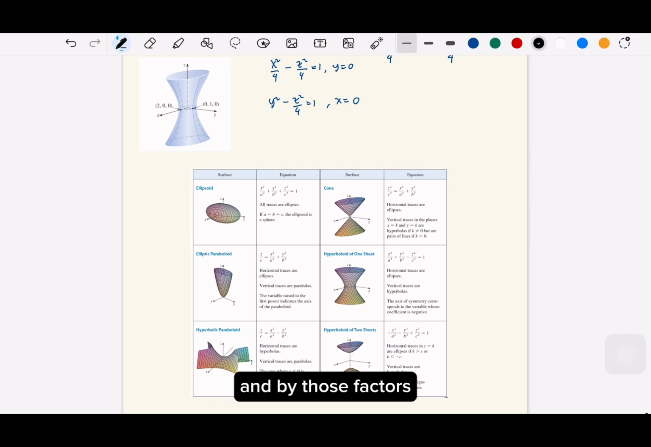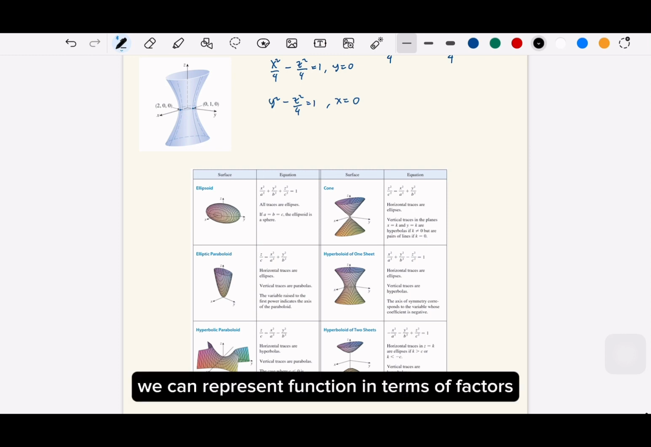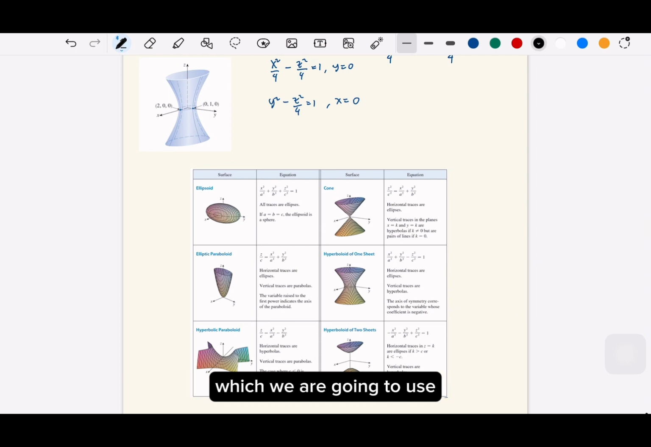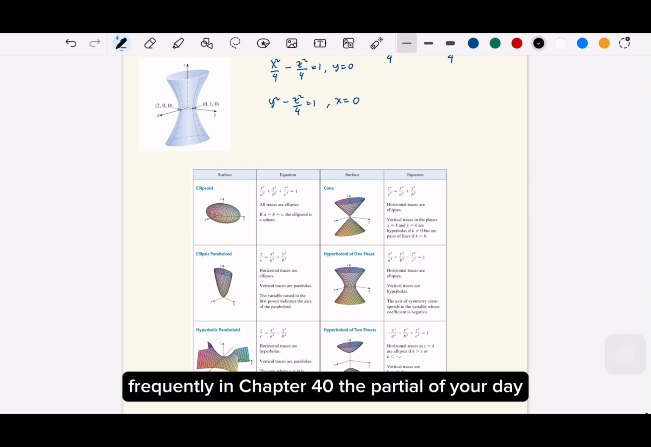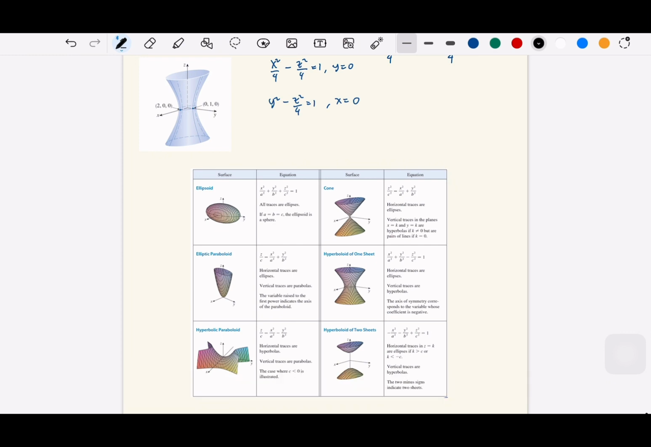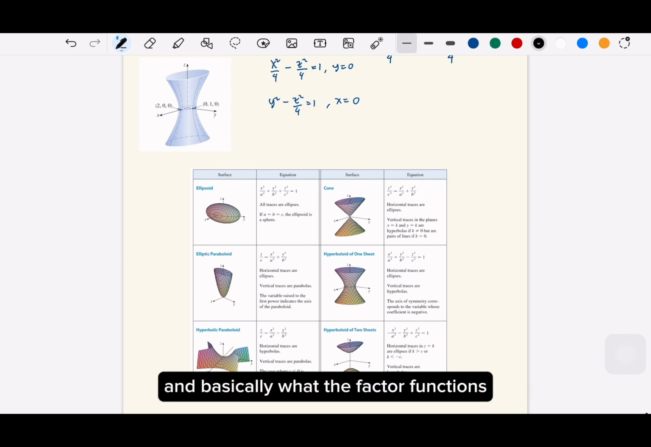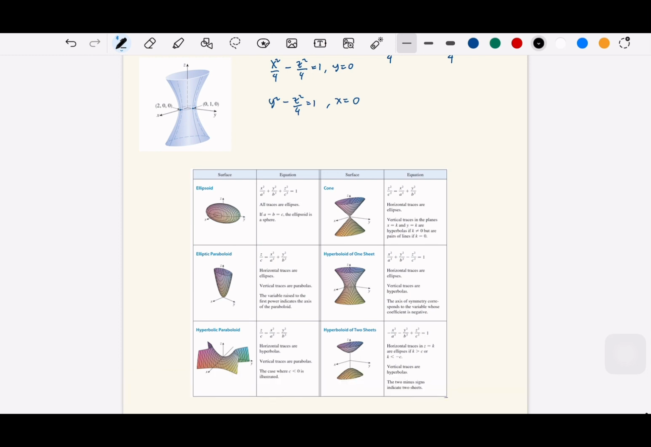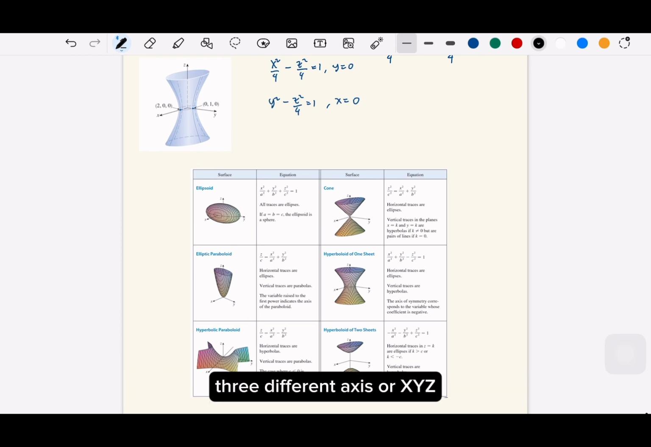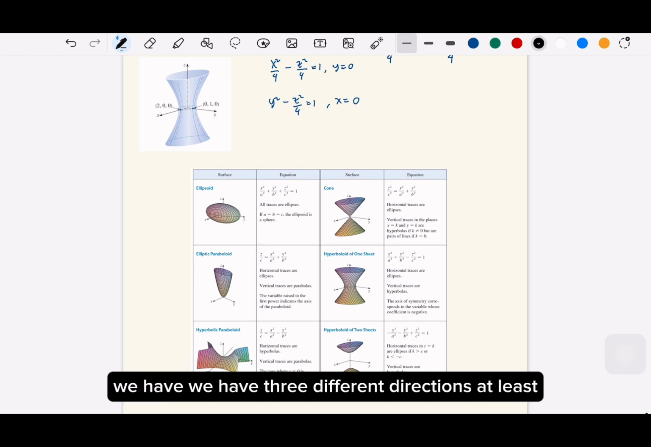And by those vectors, we can represent functions in terms of vectors, which we call the vector functions, which we are going to use frequently in chapter 14, the partial derivative. So I hope you're already familiar with the vectors, okay? And basically what the vector functions, as a consequence, are, you are going to have three different axes, right? X, Y, Z. We have three different directions at least.